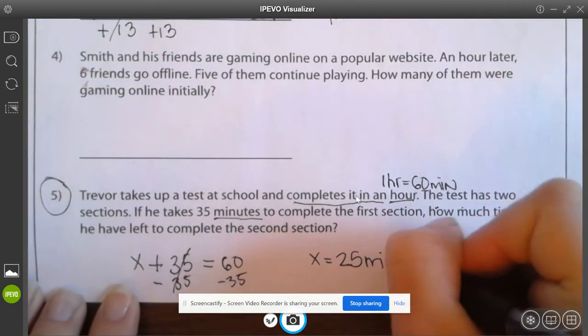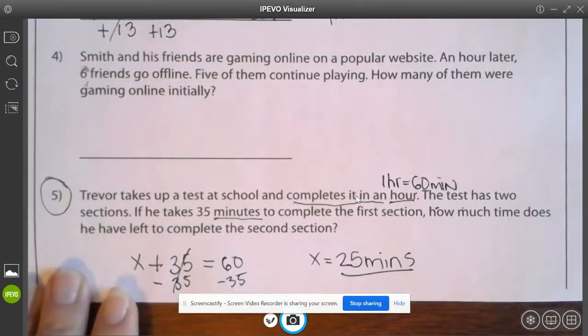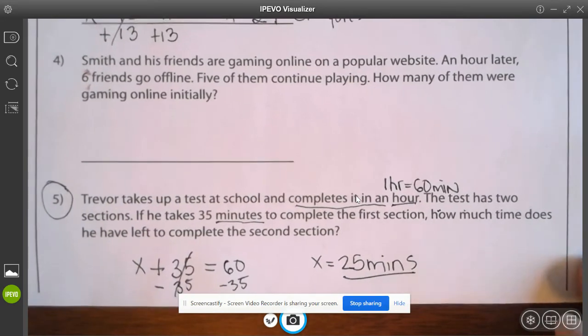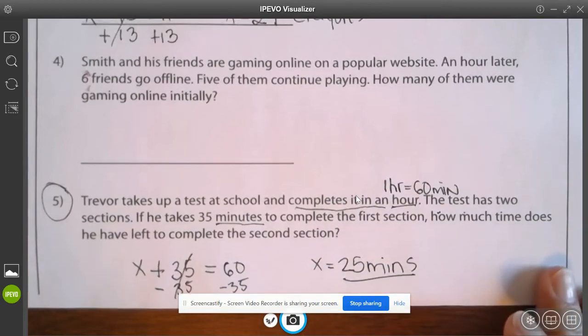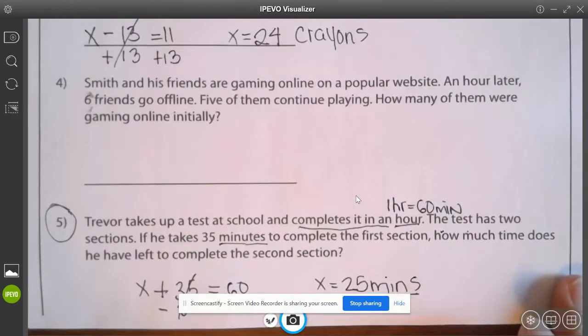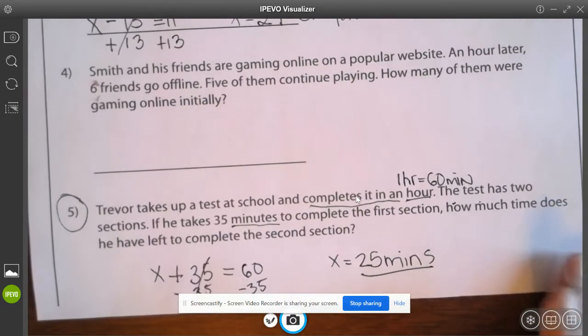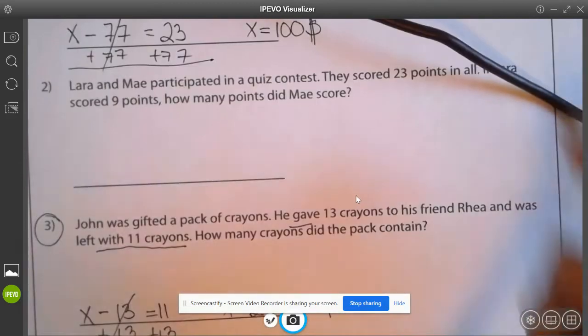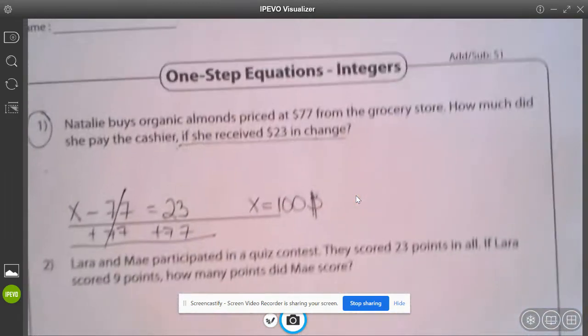25 minutes. All right, so this is adding and subtracting equations. So, one-step equations. These are problems that require adding and subtracting. Now, you are working with integers, so it could be a negative number. Those are integers, right? Positives and negatives.